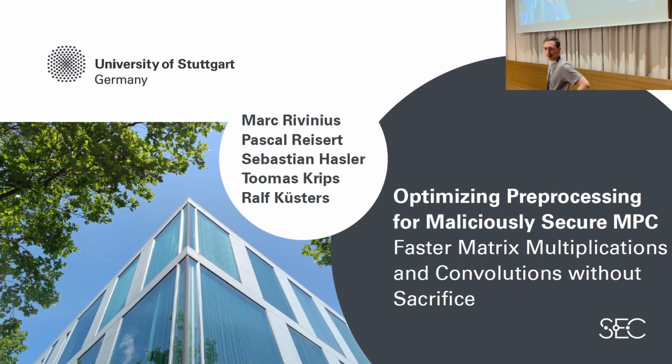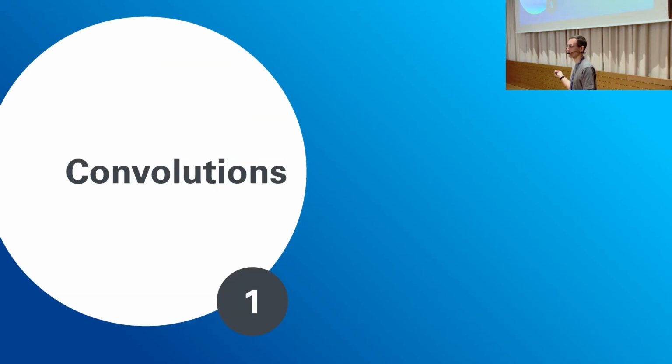I'm talking about our paper, optimizing preprocessing for maliciously secure MPC. So yeah, we heard a lot of talks about ML, and you can use Beaver triples also for matrices and convolutions. We first begin here with details about how you actually do that, since all these other talks focus on other things.